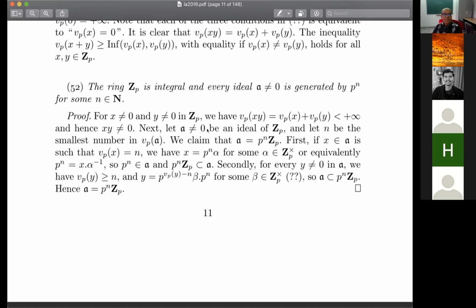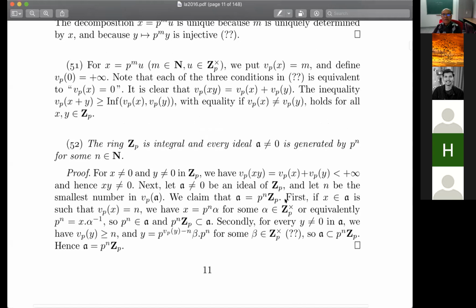So how do we prove this? First we want to prove that it's integral. So I have to take two non-zero elements and show that their product is non-zero. So take X and Y, which are non-zero. What is the VP of X times Y going to be? It is the VP of X plus the VP of Y. Here's the computation. And if X and Y are non-zero, then these two are different from plus infinity. So their sum is different from plus infinity. And therefore, XY is non-zero. Okay?